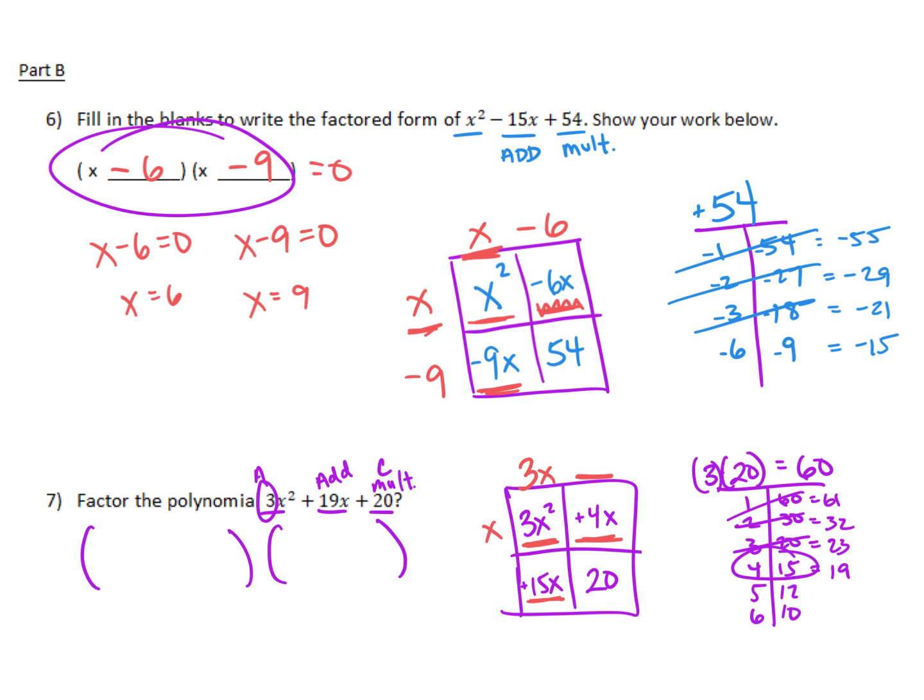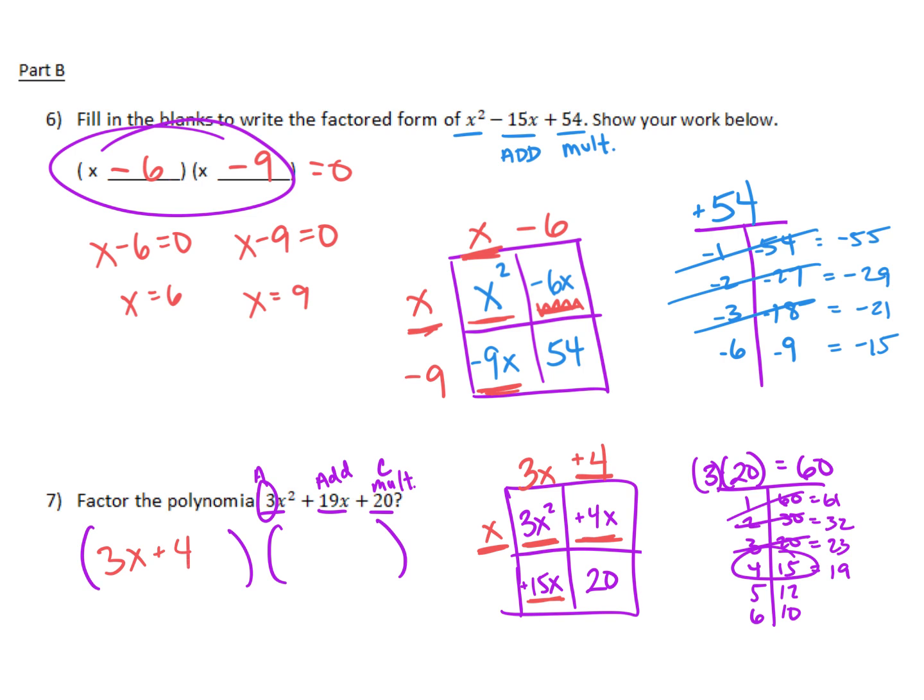Well, what do 4x and 20 have in common? That's one way to look at it. Another way to look at it is, what am I going to multiply this x by to get 4x? That might be a more simple way to look at it. You're going to multiply it by 4. So I know that one of my factors is 3x plus 4.